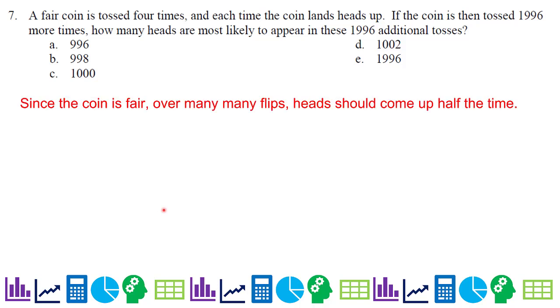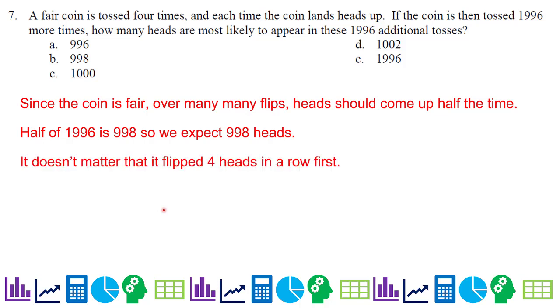Well, the main thing is, since the coin is fair, over many flips the head should come up half the time. Now, you're probably going, okay, but I already used up 4 heads. But here's the thing. It's half and half for the future. Whatever happened in the past, you've got to ignore. So we only care about the 1996 flips, not all 2000. So half of 1996 is 998, and we expect 998 heads. It doesn't matter that it flipped 4 heads in a row first. So the correct answer is B here. It's 998.